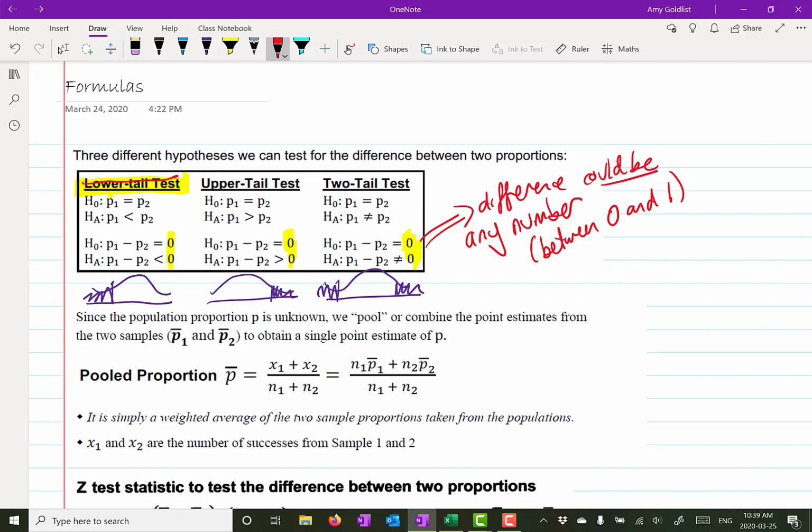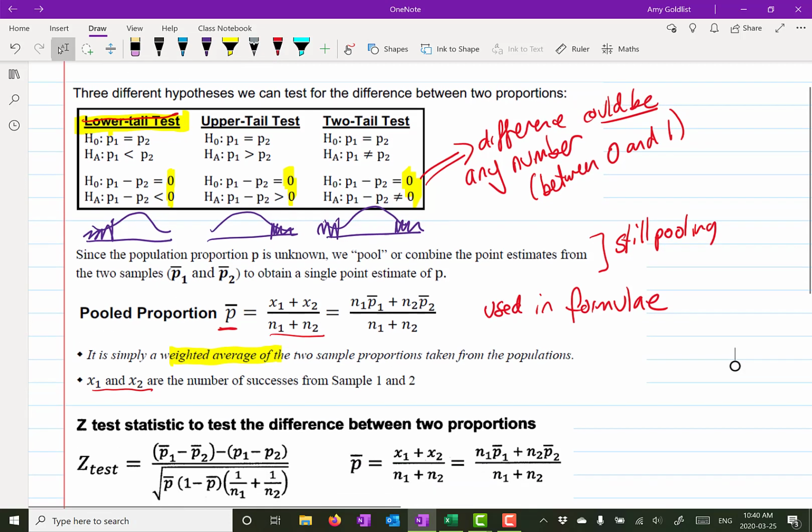What we're going to do is some pooling the same way we did before to come up with our formulas. So we have a pooled proportion, and this is just a weighted average. Weighted averages or weighted means you're going to see come up all the time. So we take all of our numbers and divide it by all of those. And this sample proportion is used in our formulas. I'm going to say formulae because that's the correct Latin for that. X1 and X2 are the number of successes, N1 and N2 are the sample sizes.